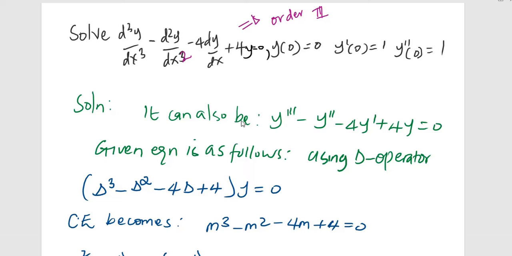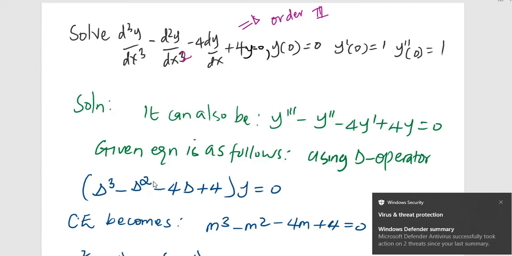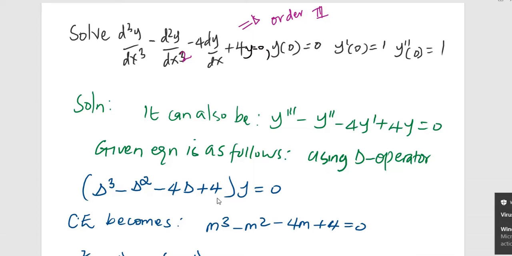Now, this can also be written as y triple prime minus y double prime minus 4y single prime plus 4y is equal to 0. Using the D operator, it can also be written as D cubed minus D squared minus 4D plus 4, in brackets, times y is equal to 0. So if D is equal to m, the characteristic equation becomes m cubed minus m squared minus 4m plus 4 is equal to 0.